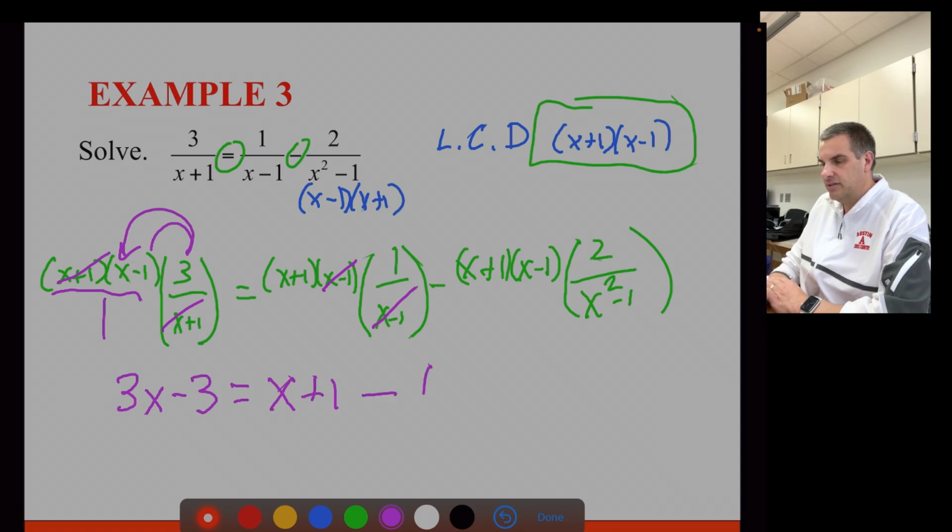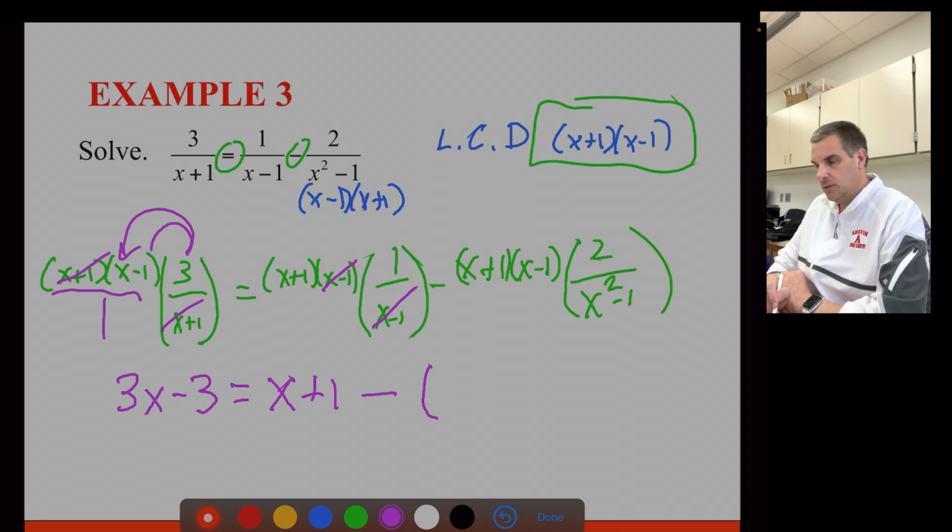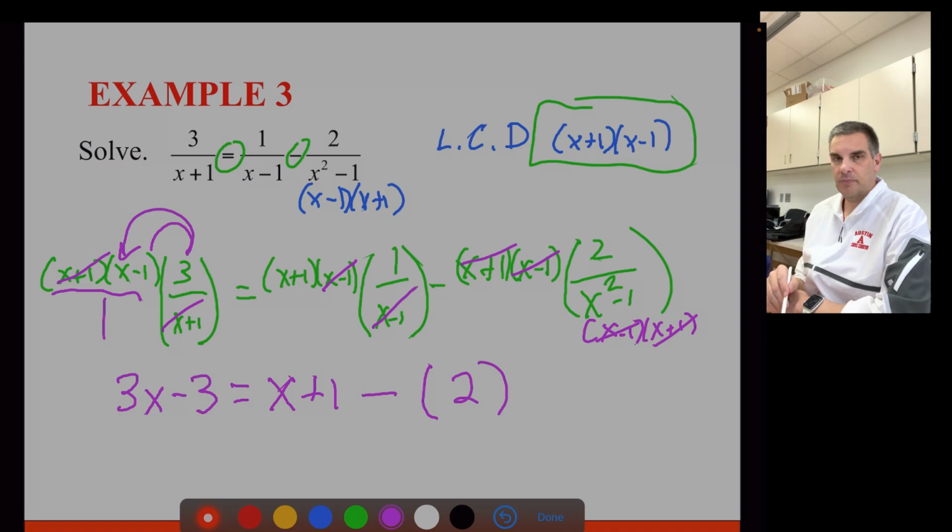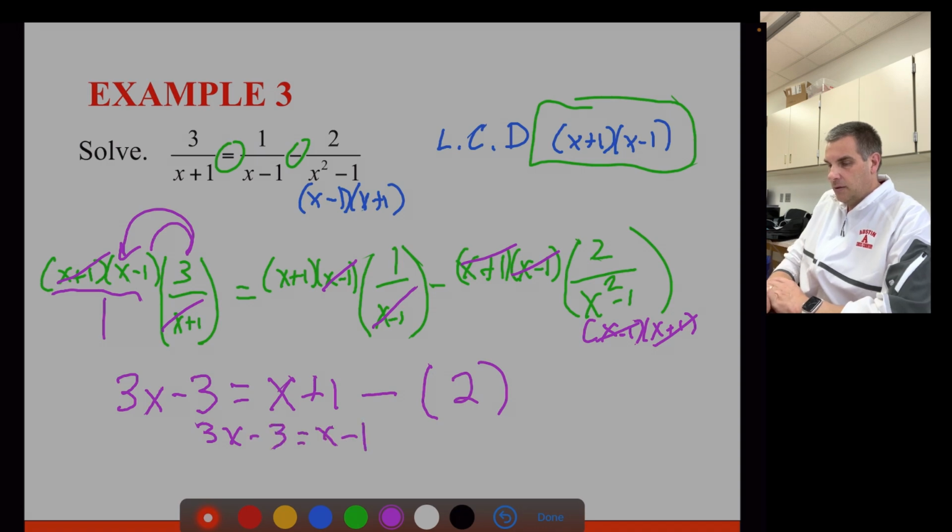minus, now I'm going to put a parentheses after the minus. Now, this x squared minus 1, remember that that was x minus 1, x plus 1. So those are just going to cancel out, so I'm just left with minus 2. Now we're going to solve the equation. So combine like terms. I'm going to subtract 1x from both sides, so that's 2x. I'm going to add 3, so I get x is equal to 1.